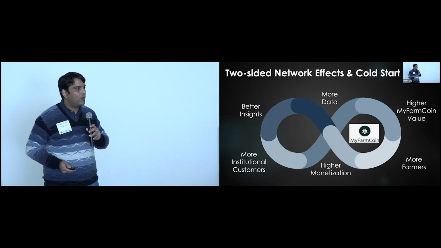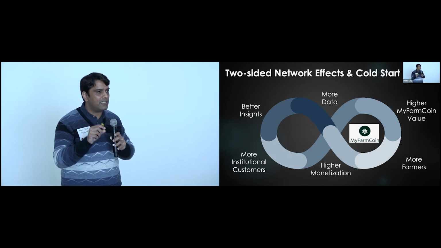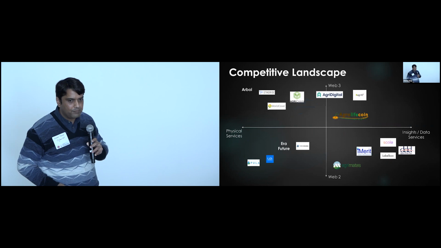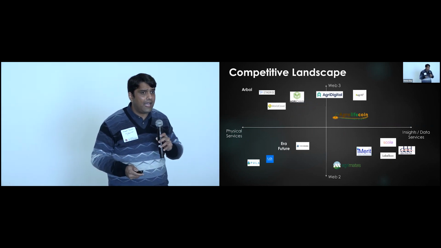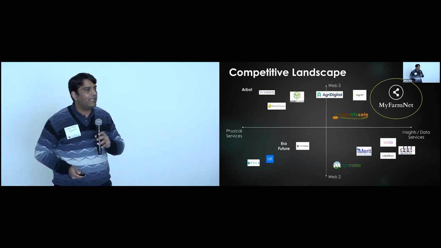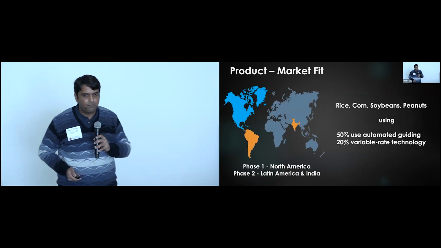to more institutional customers, greater monetization, leading to more value for MyFarmCoin and eventually more farmers. And this cold start problem of the network will be solved by issuing the most influential farmers a set of MyFarmCoins in the beginning. Competitively, if you look at the agri-services industry and Web2 and Web3, this is where the industry stands, and we are looking at this empty box at the intersection of Web3 and data services.